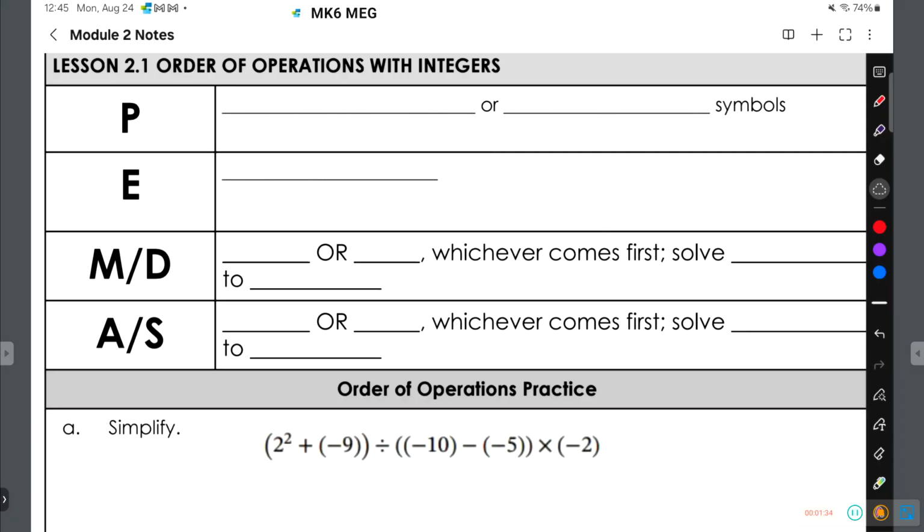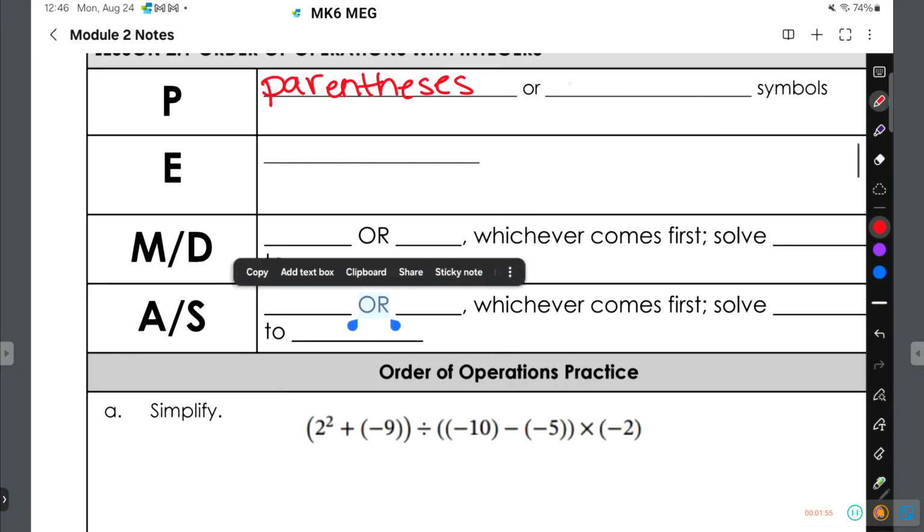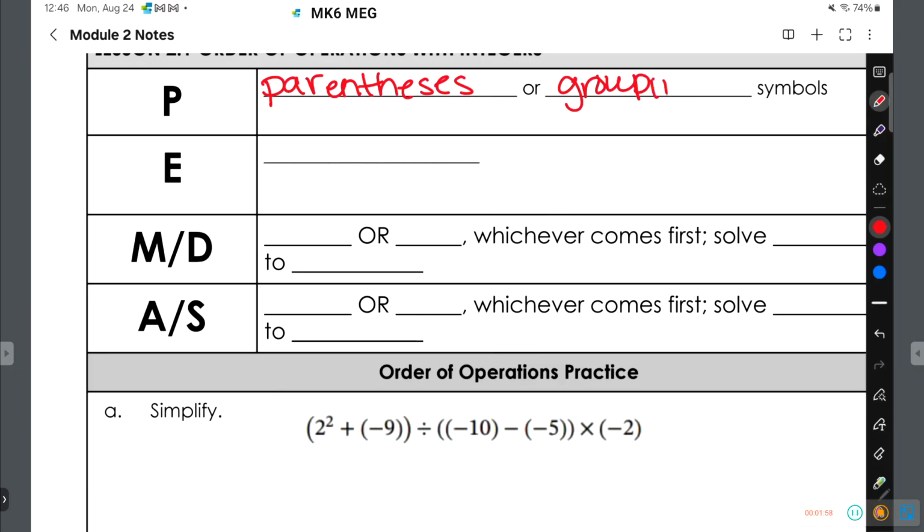But as a refresher, we've got PEMDAS. What does the P in PEMDAS stand for? Parentheses. Yeah, so we can go ahead and put parentheses down. Or you may sometimes hear them called grouping symbols, which means parentheses are just parentheses, okay? Grouping symbols are like brackets, which basically is like a more powerful parentheses.